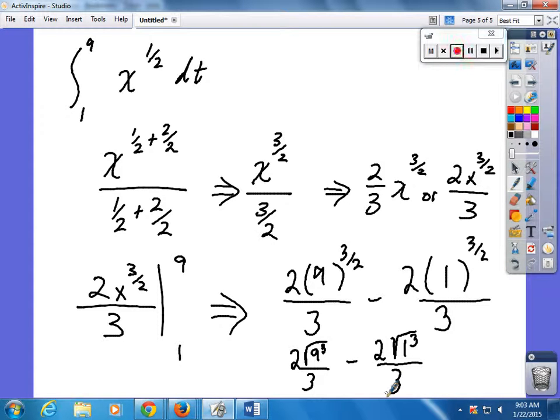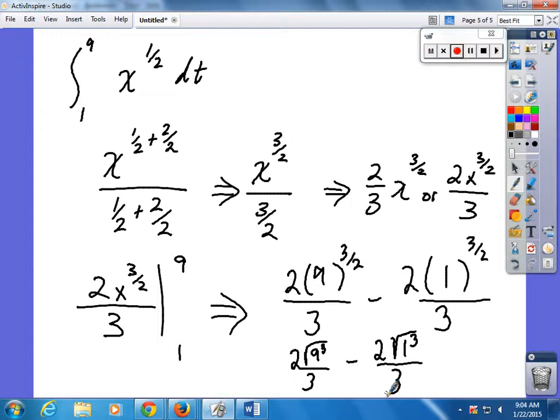Well, what's the square root of 9? 3 cubed is 27. That should be what you come up with there. Right? Y'all help me out. You can pull the 9 squared out. Yeah. You can do it that way. Okay, so you get 27. 2 times 27, 54 over 3.